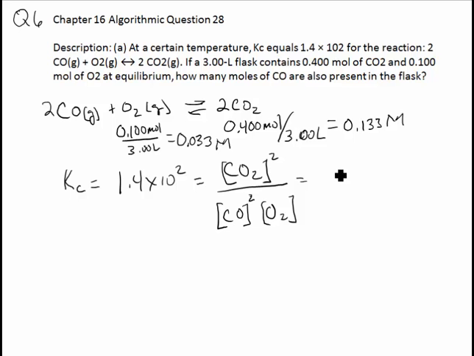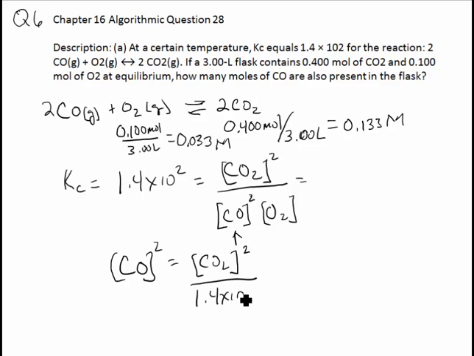So I'm plugging these in. Well, I'm not going to plug them in yet because I have to do the rearrangement. We're solving for the concentration of CO. So to do that, we're going to bring the CO concentration up. That's squared. And that's equal to the CO2 concentration squared divided by 1.4 times 10 to the second times this O2 concentration.